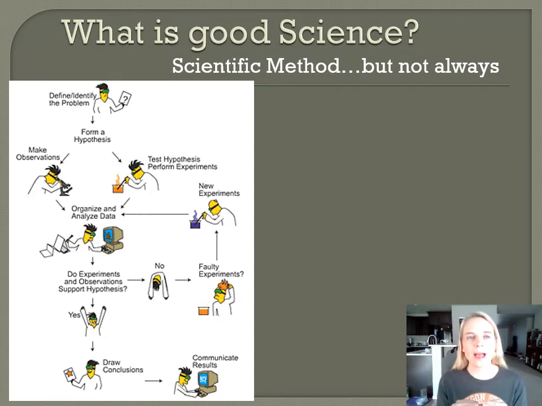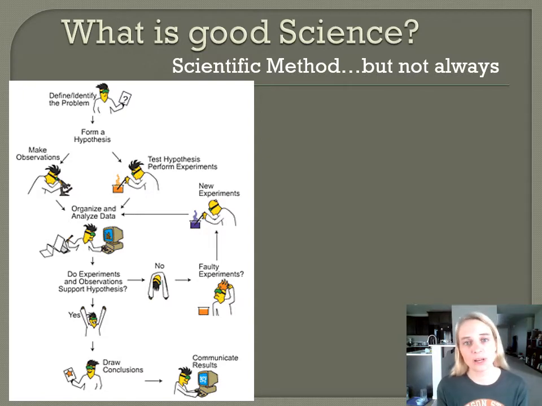And so to help scientists make sure that the results they have are valid and can be used to explain phenomena, we follow what's called the scientific method. The scientific method is usually the series of steps that you follow to get good, reliable results. So usually you start off with identifying a problem, making an observation.